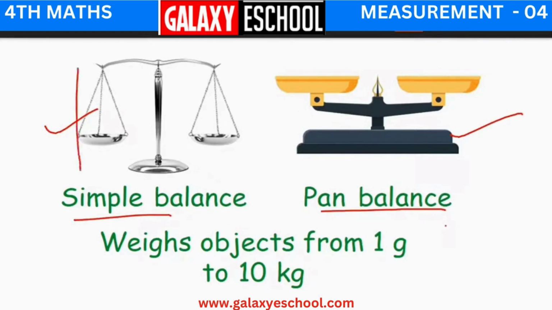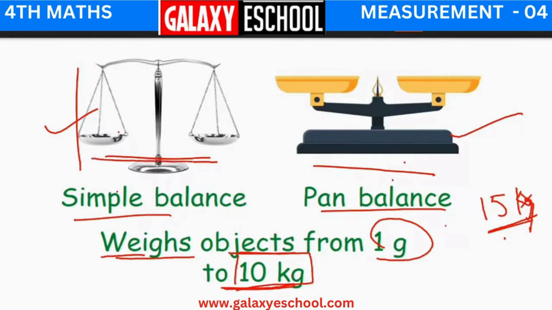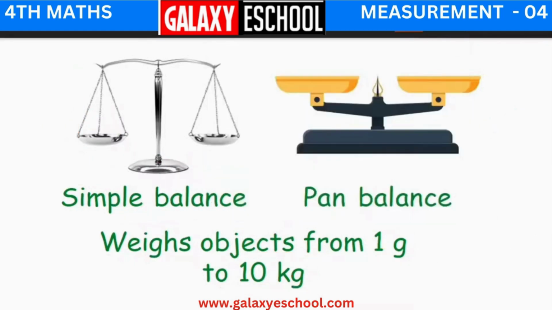But these two balances can weigh objects only from 1 gram to 10 kilograms. If I have an object which weighs more than 10 kilograms, suppose it weighs 15 kilograms, I cannot use these two balances to weigh it, because their capacity, that means they can weigh up to only 10 kgs. If the weight of the object is more than 10 kgs, then we cannot weigh the object using our simple balance and our pan balance.